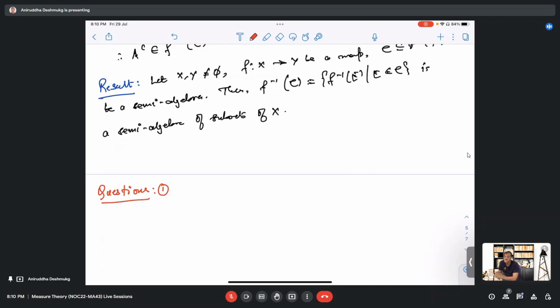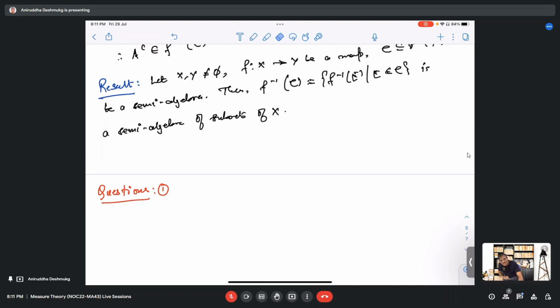Yes. Any questions that come to your mind? Is this an algebra? It may not be an algebra, right? Because you already know that semi-algebras need not be algebras. That counterexample is easily obtained.